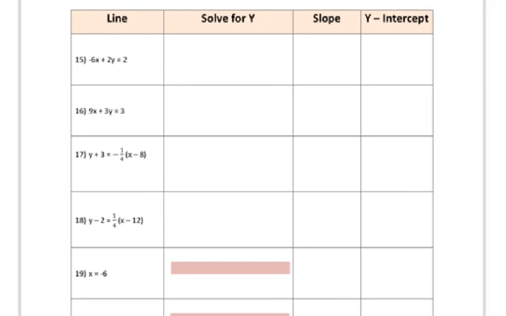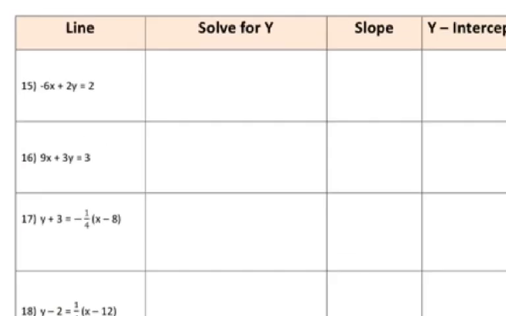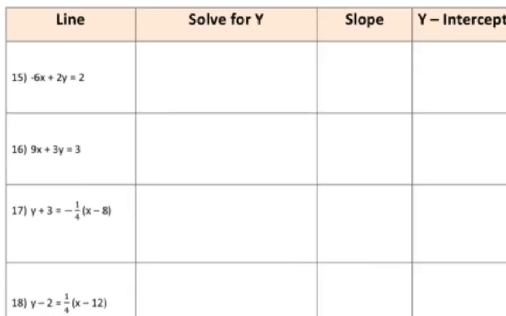So at number 15, we first need to solve for y. This is called standard form. When an equation is in standard form, I don't know what the slope is, I don't know what the y-intercept is. Standard form is the least useful thing for graphing when we're solving for y. So in this case, this is standard form. We need to get this letter y by itself.